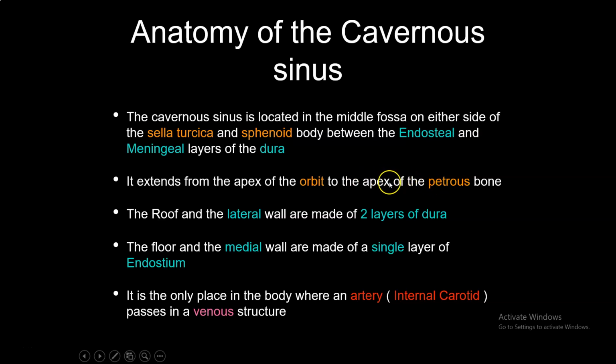So on either side, middle fossa, either side of the sphenoid sinus and sella, extending from the petrous apex to the orbital apex. The roof and lateral wall are made of two layers of dura, as we'll see now. The floor and the medial wall are made of a single layer of endosteum. It is the only place in the body where an artery, a very important artery, the internal carotid, passes in a venous structure.